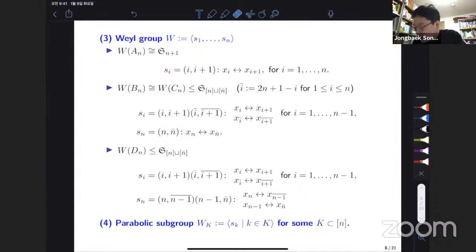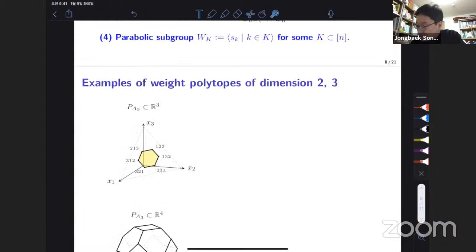But the parabolic subgroup is just what you get when you take some subset of these generators. So this is parameterized by subsets of [n]. Whenever you take a subset K of [n], you can think of the parabolic subgroup generated by those S_k.